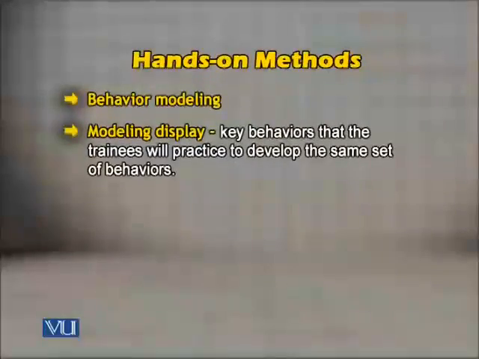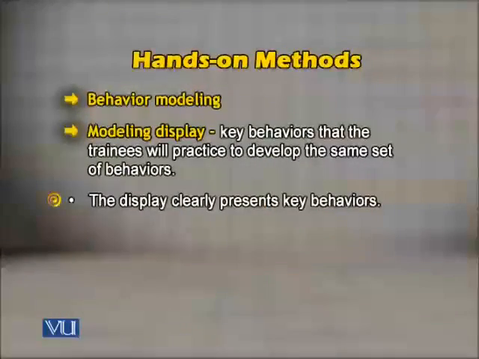Anyway, so we were talking about behavior modeling, and within that we said that you've got to develop an effective modeling display. Now, what is a modeling display? It is the key behaviors that the trainees will practice to develop the same set of behaviors. So a modeling display is the actual video that you are going to show to your trainees that they can learn the behavior from, or the behavior can be modeled by a person in front of them. So the modeling display is the depiction or display of the key behaviors that they need to learn.